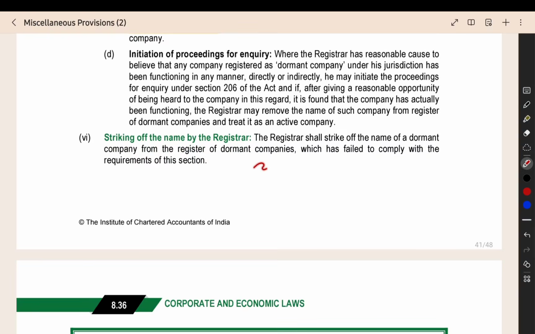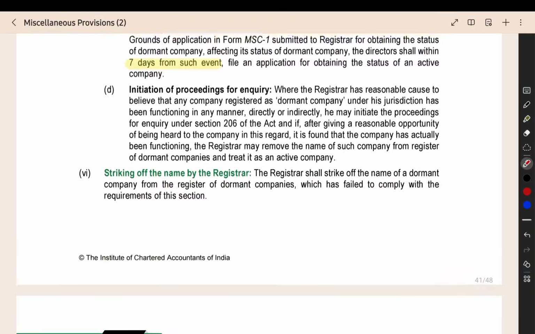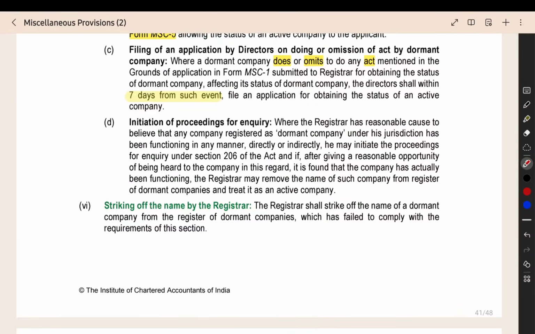Then for dormant companies, we will have a register of dormant companies, right? If you are not following the conditions, they will strike off your name from this register. So that also they have given. That's all about the dormant company topic.